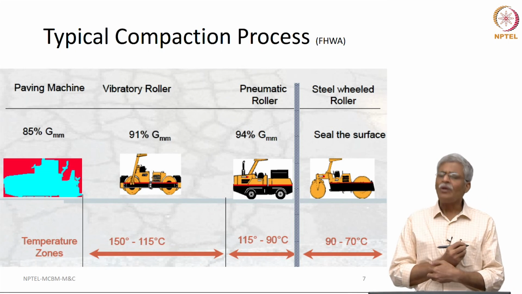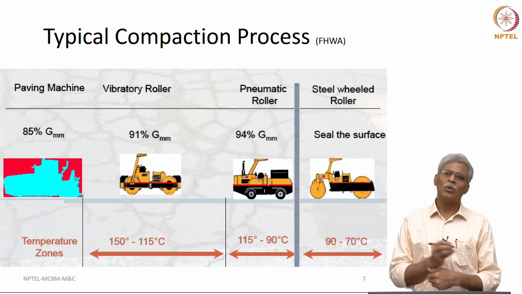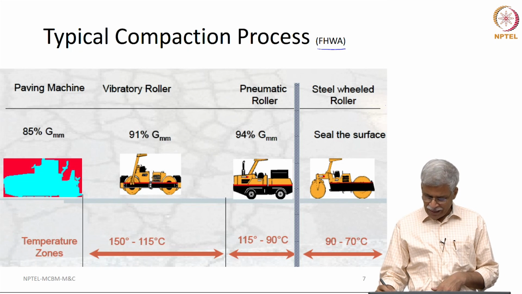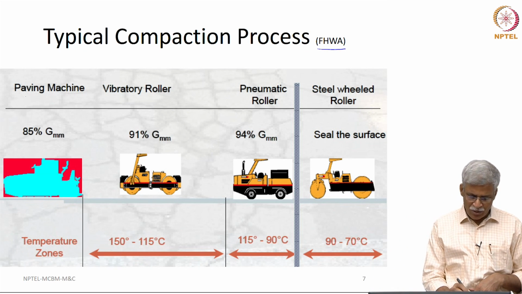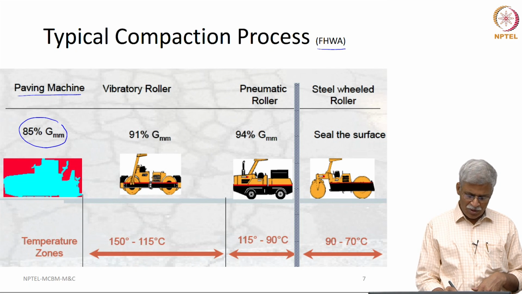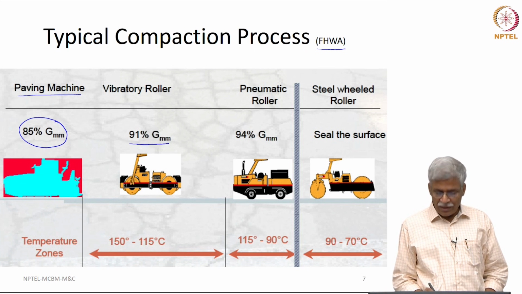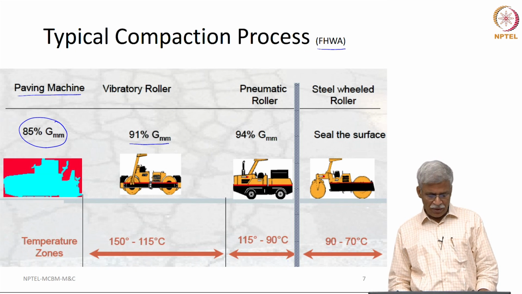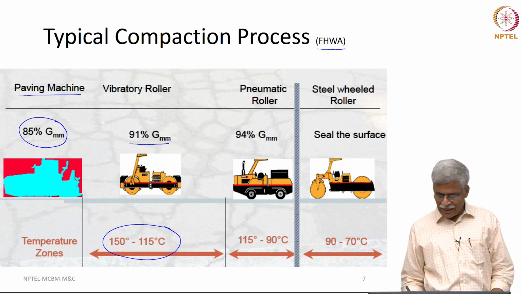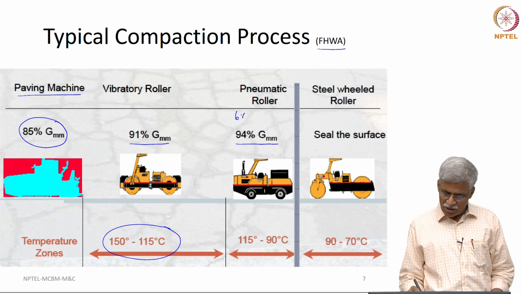Okay, right. So, let us look at this typical compaction process. In fact, this particular information is available for free download from the Federal Highways Administration website US, and I have taken it from there, thanks to them. So, you can actually see that there is a temperature zone. This is your paving machine that you see here, and 85% of GMM is your theoretical maximum specific gravity, and as the roller starts rolling, roughly the theoretical maximum specific gravity goes to 91%, and we are somewhere in the 150 to 115 degrees centigrade, and by the time we finish and reach this 94% GMM, which corresponds to, let us say, 6% air voids.